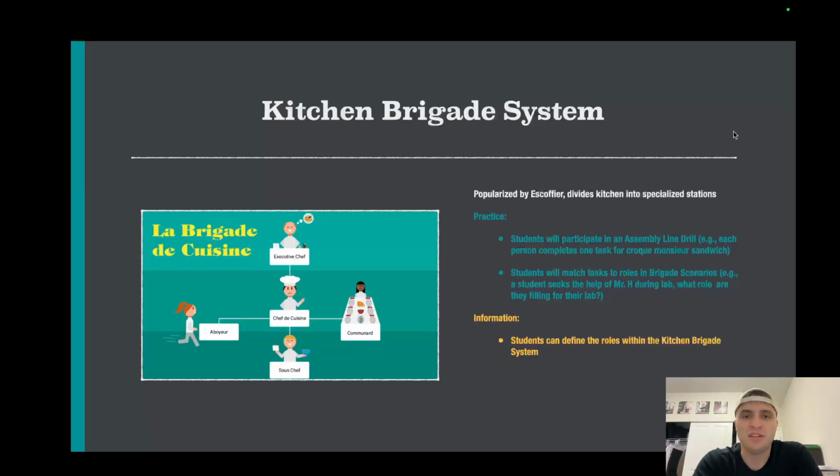Another one would just be basic practice. So I like to do scenarios where I put a scenario on the screen and I ask my students, okay, what would the role be, or who would be assuming this role, who would be doing this in lab? So a scenario might be: student seeks the help of Mr. Hamilton during lab. What role are they fulfilling? Well, if we use a kitchen brigade system, we would know that the expediter is going to be the communication link between the kitchen, the front of the house, and the chef.